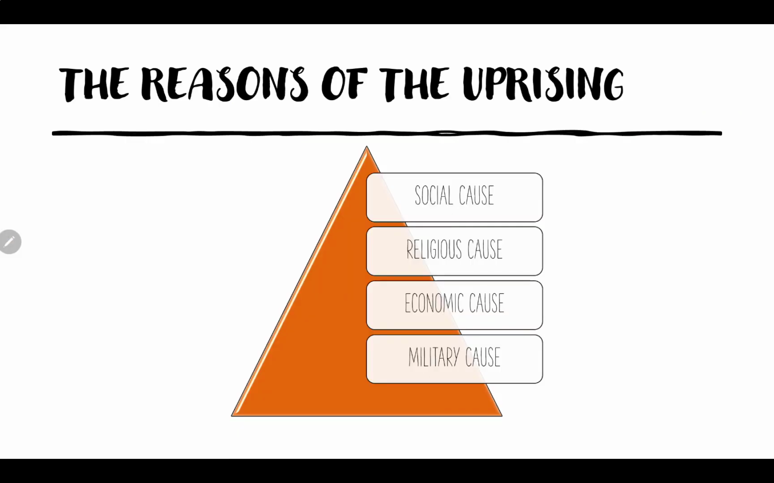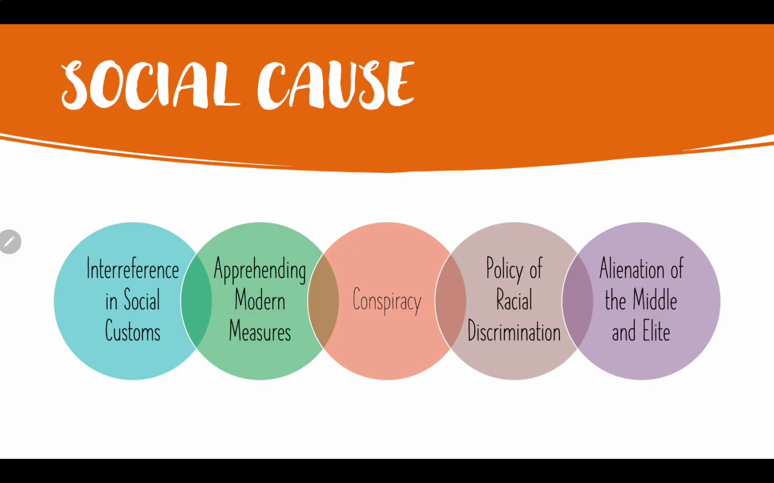Now let's understand what the causes of the uprising are. Uprising means revolt only, so you don't need to be confused about the meaning. As I said in the beginning of my video, there are numerous causes. Let's recapitulate. For the revolt of 1857 there are 4 causes, each with their own subtopics: social cause, religious cause, economic cause, and military cause. So let's proceed with the social cause and understand its sub causes.